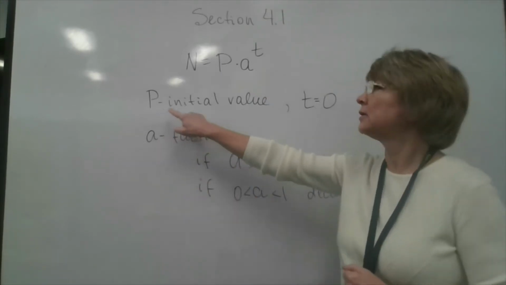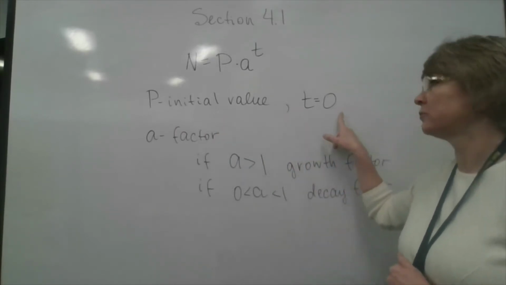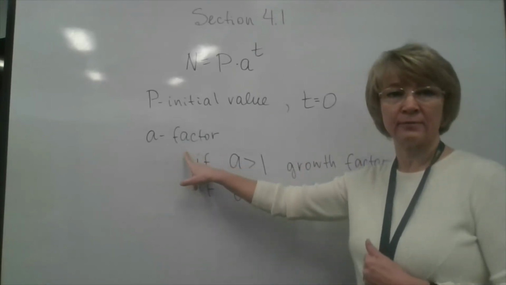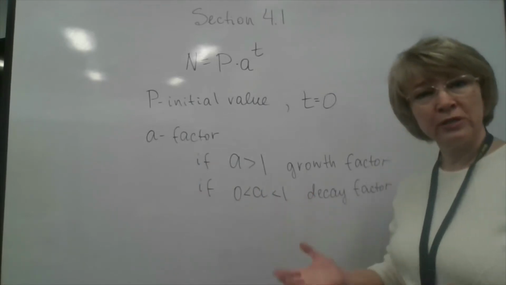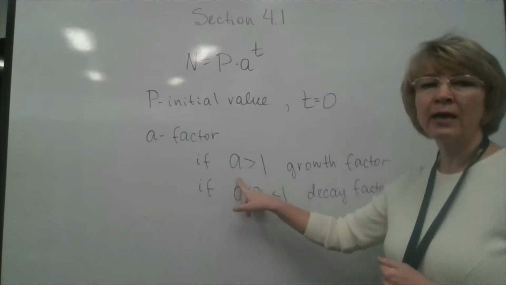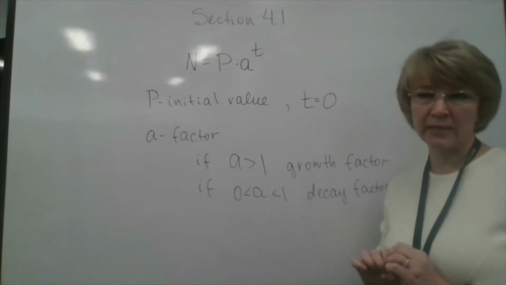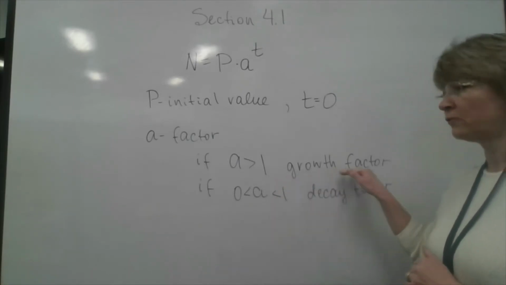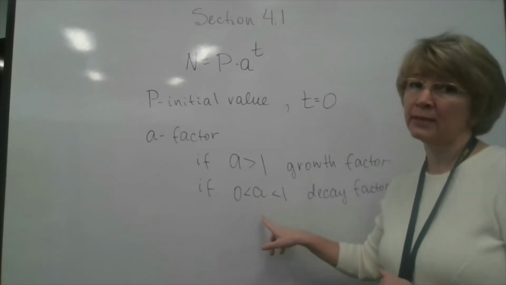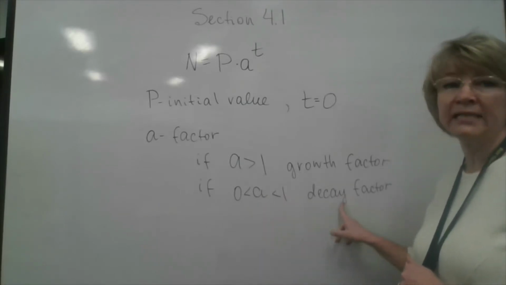P is the initial value, and you remember it means T has to be equal to 0. A is a factor, a new word that you have to memorize. There are several things about factors. If your A is greater than 1, this factor has a special name. We call this a growth factor. When your A is greater than 0 but less than 1, this factor has a different name. We'll call this a decay factor.